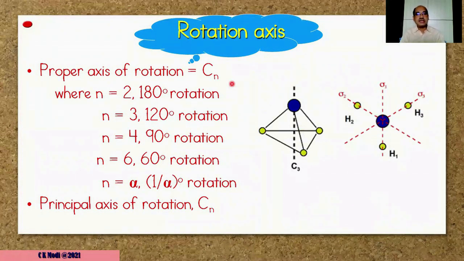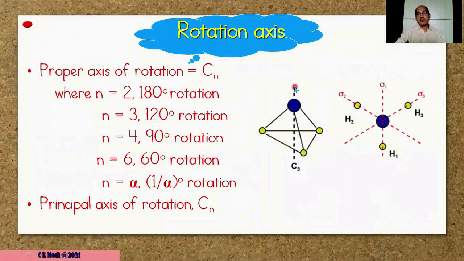So the rotation axis. The number of rotations depends upon the fold value. So n stands for the number of folds. So n is equal to 2. If we perform cyclic operations with 180-degree rotations, then the value of n is equal to 2, because 360 divided by 180 gives n equal to 2.